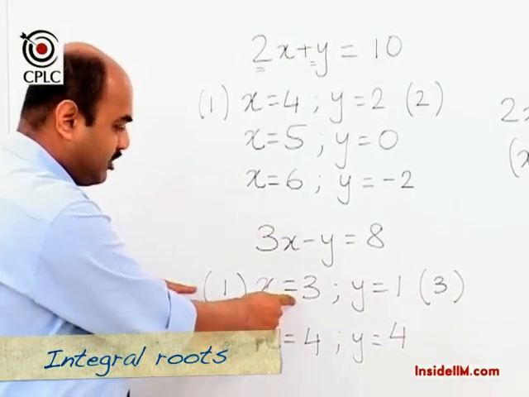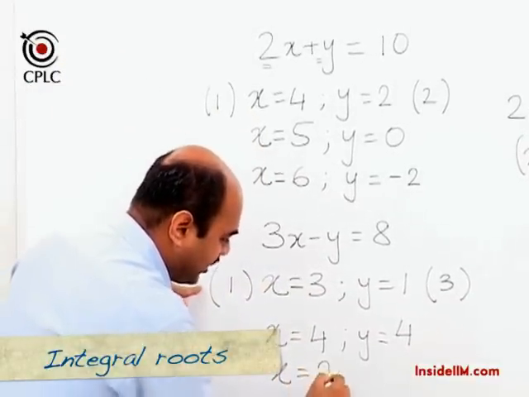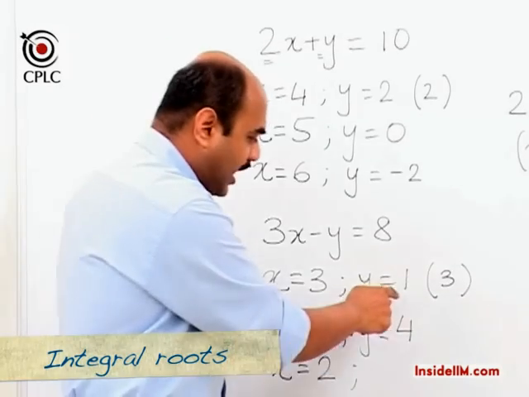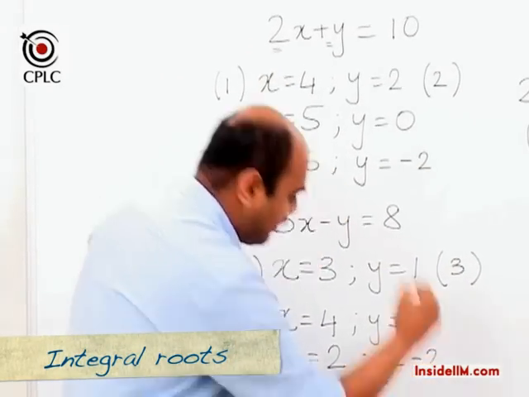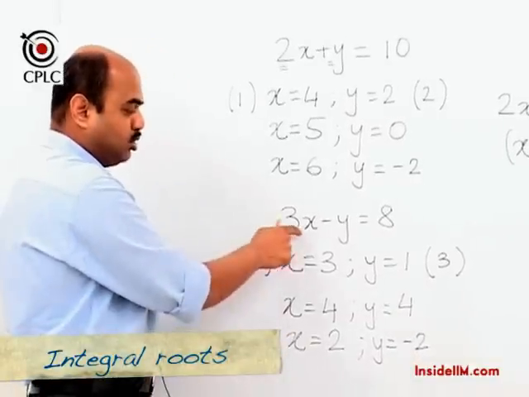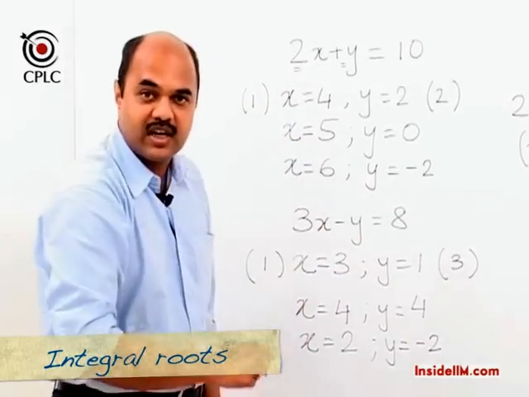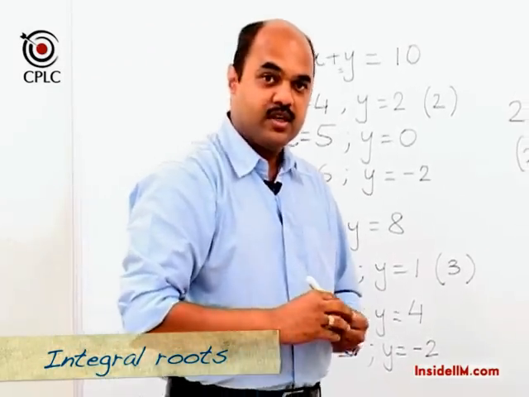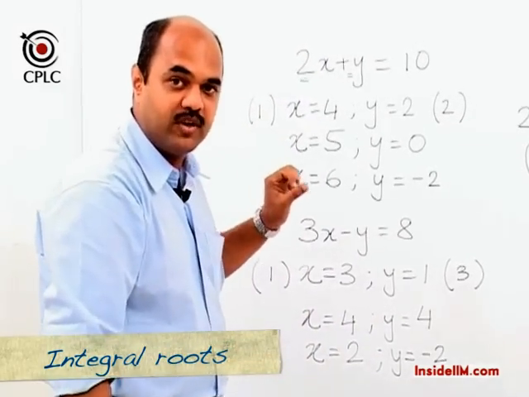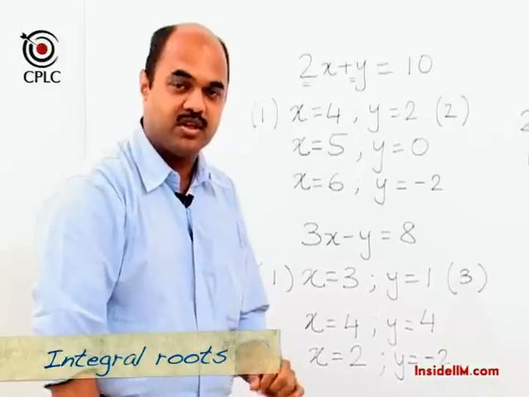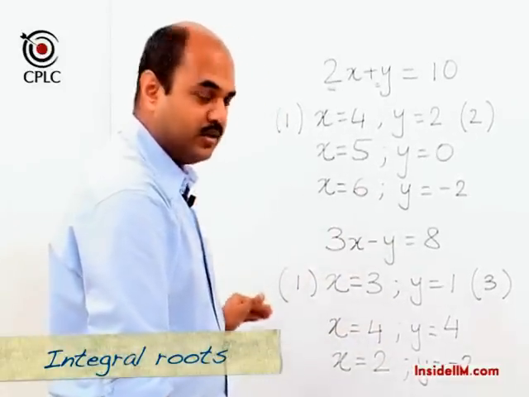Suppose from this step we go back, which means if x reduces by 1 and hence it becomes 2, y has to reduce by 3 and hence it would become minus 2. So x equal to 2, 3 into 2 would be 6, minus of minus 2, which would satisfy the given equation. So this is an interesting aspect that we can use whenever we are solving problems where it is mentioned that the roots or the solutions have to be integer values.